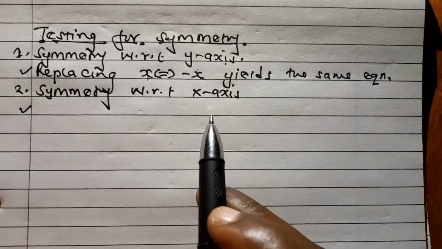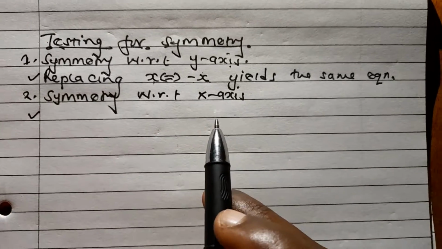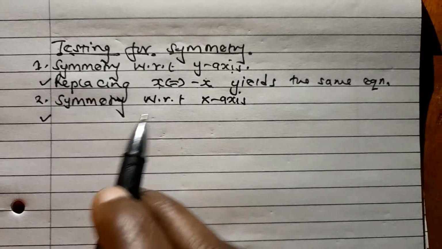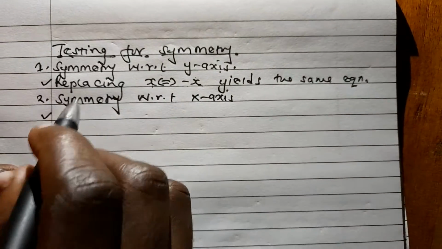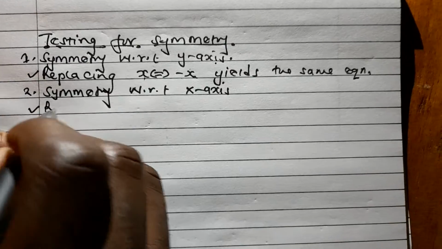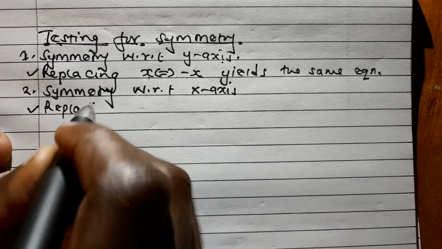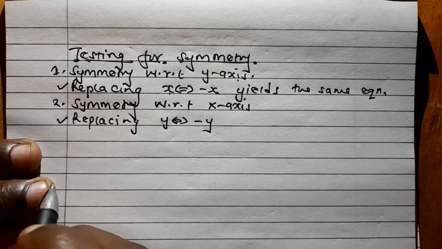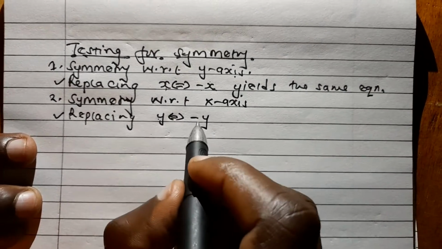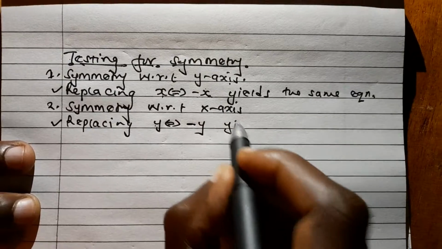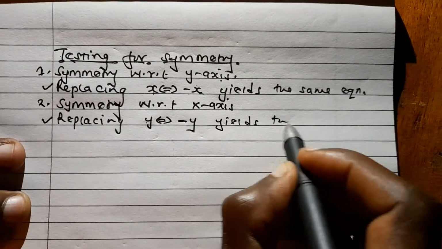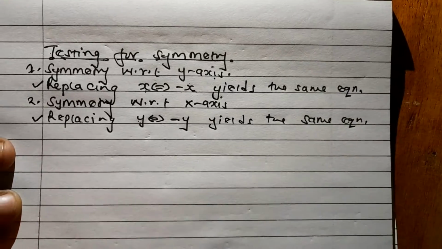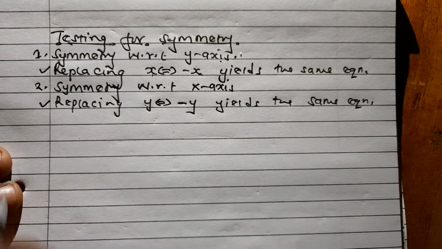So you realize the x values are not changing this time round, but the y values are changing. So to test for symmetry with respect to the x-axis, we replace y with negative y, and this should yield the same equation.